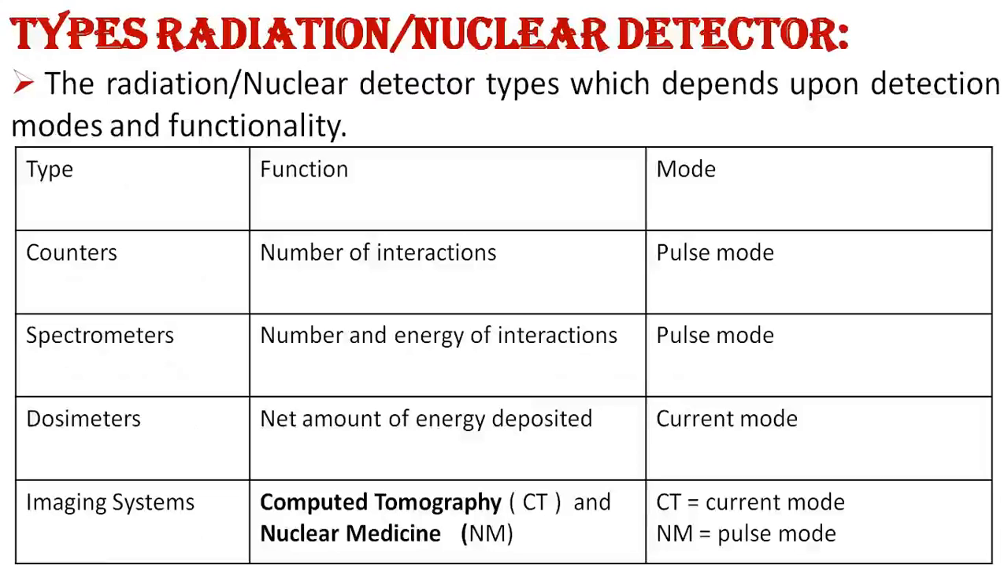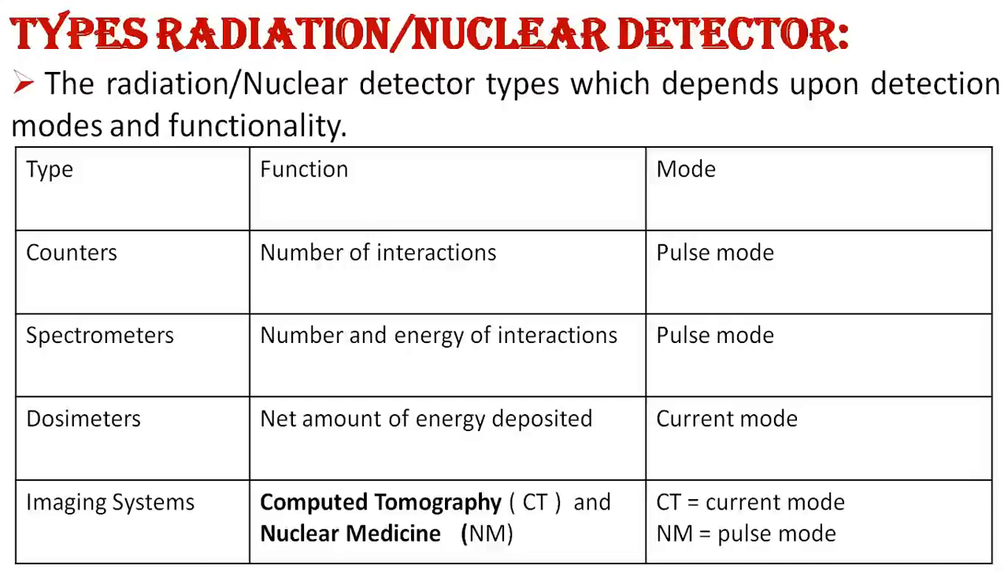So, the types of radiation detectors depend on detection modes and functionality. First is the counter: its function is the number of interactions, and the mode is pulse mode. Second is the spectrometer: the number and energy of interactions, and the mode is pulse mode. Third is the dosimeter: the net amount of energy deposited, and it is the current mode. And last is the imaging system, that is computed tomography, the CT scan, and nuclear medicine, that is the NM.